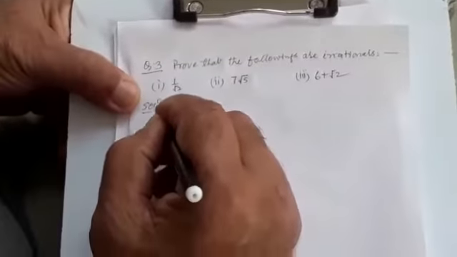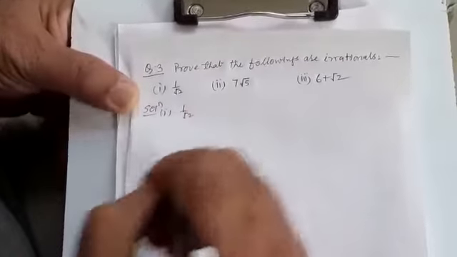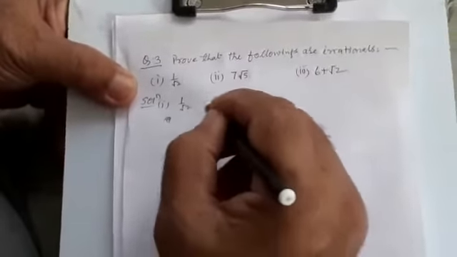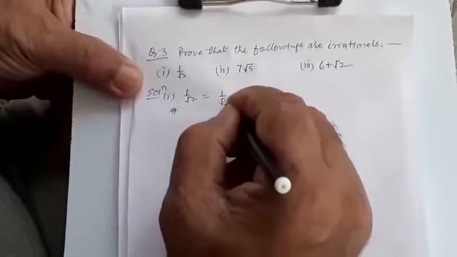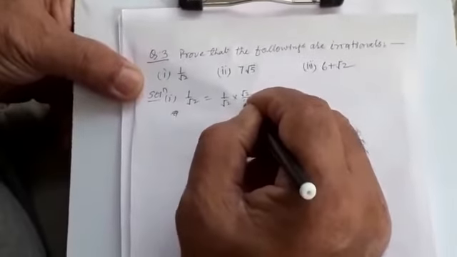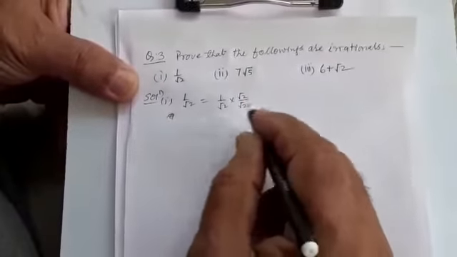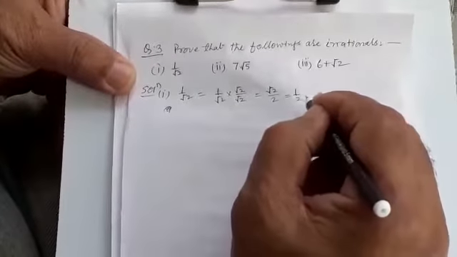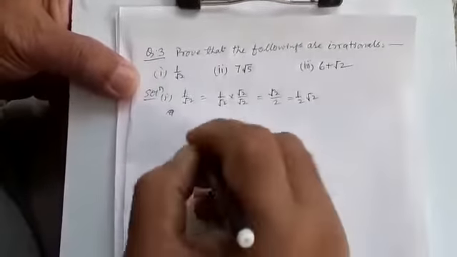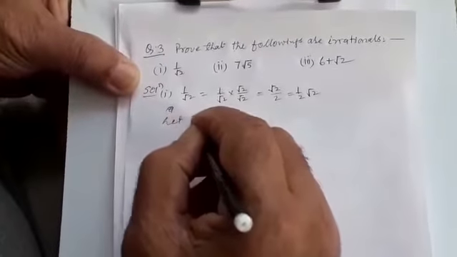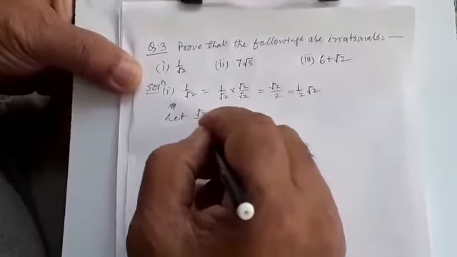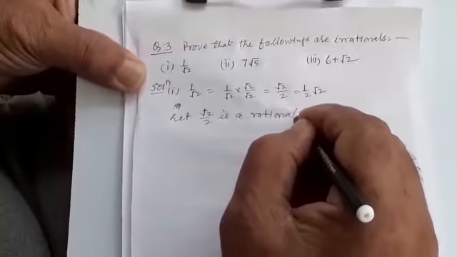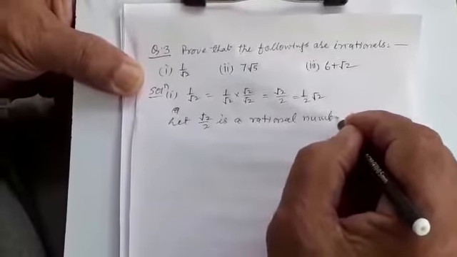Solution. 1 by root 2 is given. We have to prove that this is irrational. So first one I am rationalizing. 1 by root 2 can be rationalized by multiplying numerator and denominator by root 2, that is root 2 by 2. This can be written as 1 by 2 root 2 also. Let root 2 by 2 be a rational number. We are supposing this is a rational number.